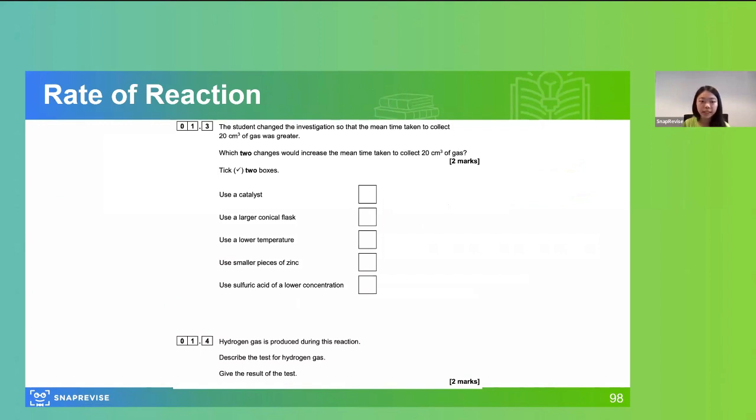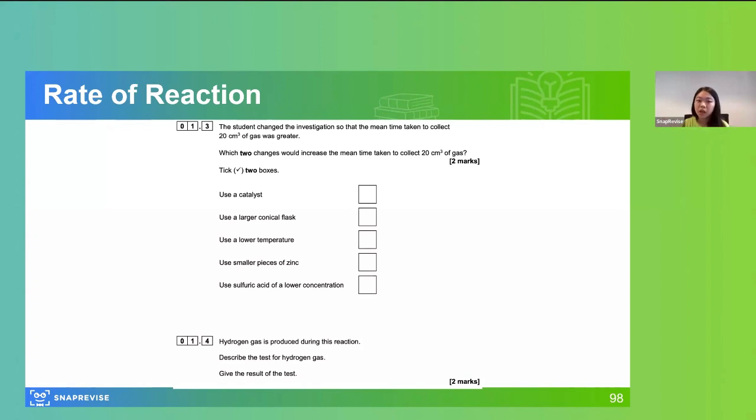So here, we're just going to quickly talk about this. It's saying that the student changed the investigation in the very beginning. It talks about collecting 20 centimeters cubed of gas to make sure that the time was greater. So they wanted a lower rate of reaction because they wanted more time taken to collect this gas.